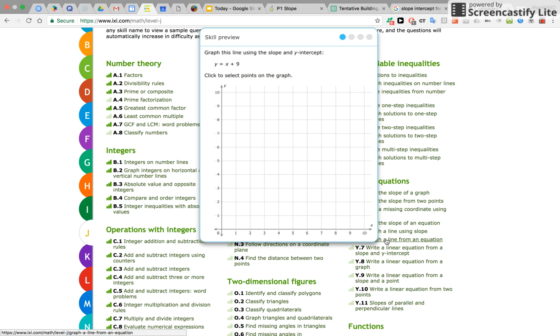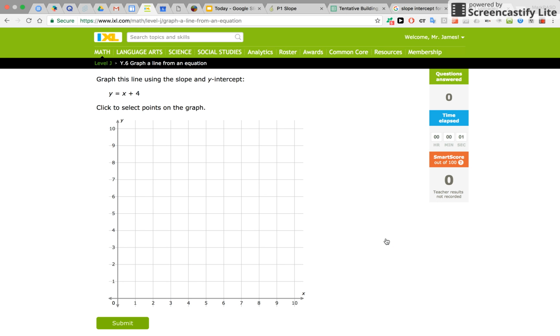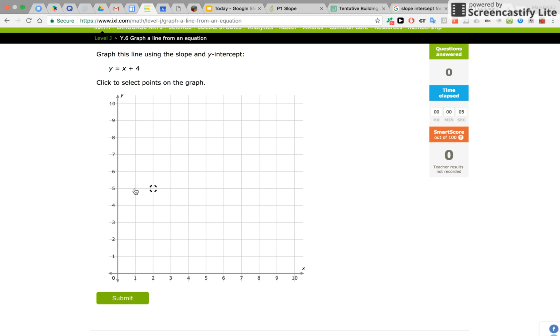Let's actually try one. It's going to give us an equation written in slope-intercept form, and we're going to plot the y-intercept first, and then we'll use the slope to get a second point. And if we have 2 points, we have a line. So this one has a y-intercept of 4. And the number that's written in front of the x right here, there really isn't a number written. So that means it's a 1, which means 1 over 1.